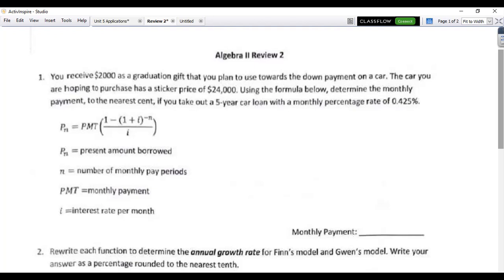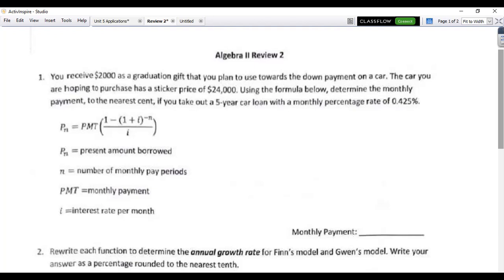Okay. So in the future, do any of you plan on buying a car? I would hope so, right? Okay. So you are going to receive $2,000 as a graduation gift that you plan to use towards the down payment on a car. The car that you are hoping to purchase has a sticker price of $24,000. And using the formula below, determine the monthly payment to the nearest cent if you take out a 5-year car loan with a monthly percentage rate of 0.425.